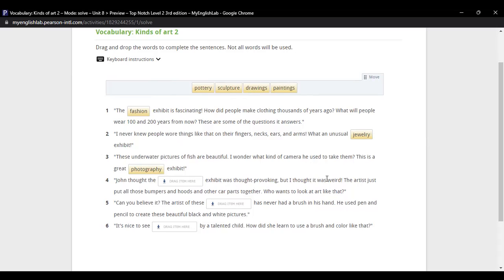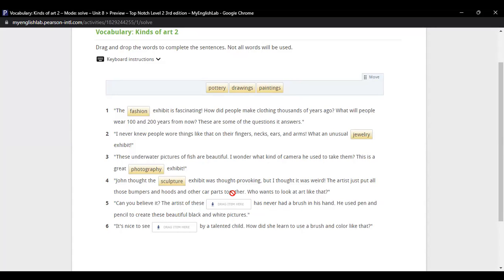This artist just put all those bumpers and hoods and other car parts together. Who wants to look at art like that? Sculpture. Let's go. Can you believe it? The artist of this has never had a brush in his hand. He used pen and pencils to create these beautiful black and white pictures.